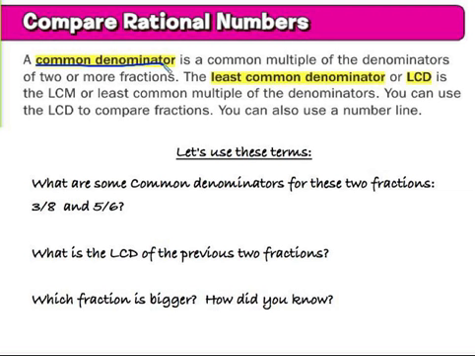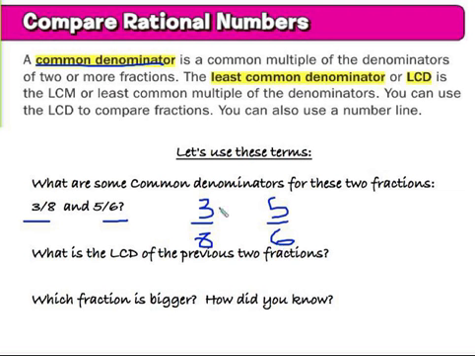So if I look at the fractions 3/8 and 5/6, and I want to compare them, the first thing I'm going to need to do is find the least common denominator. Well, you might look at those and say, I could multiply both of these denominators by each other to get 48. But there's a smaller number that 8 and 6 both go into, that is the least common multiple of these two numbers. And that is 24.